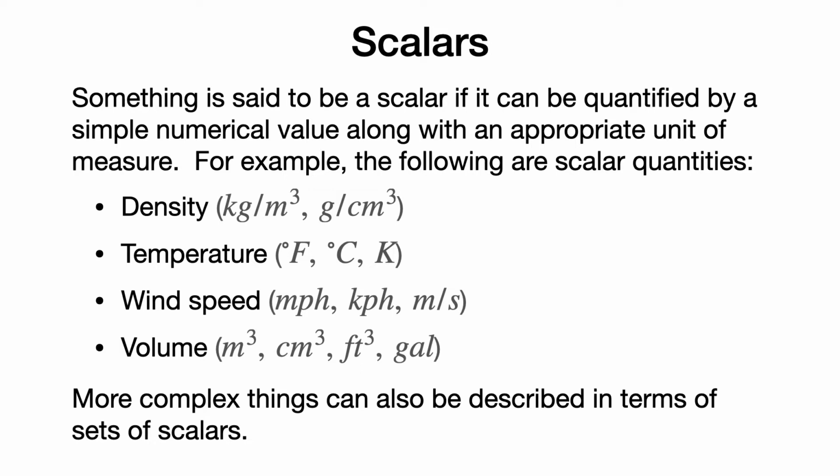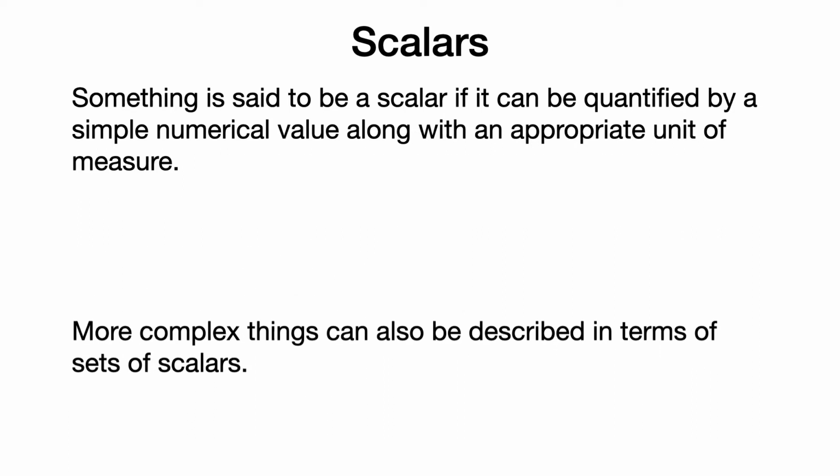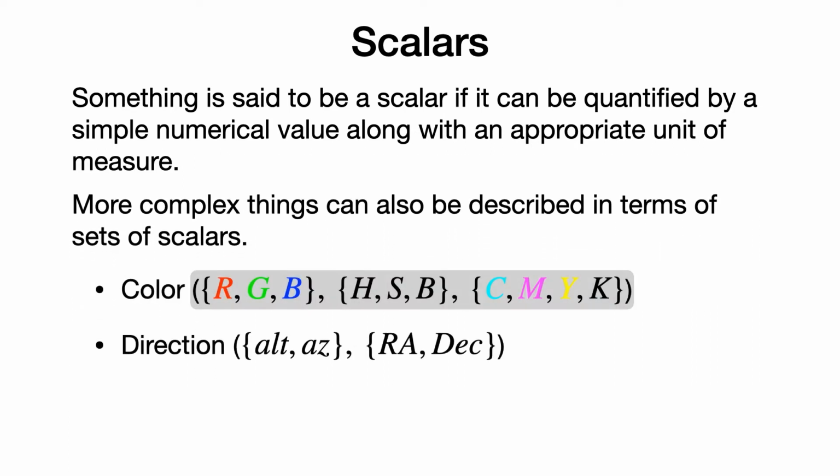More complex things can also be described in terms of sets of scalars. For example, color. We might consider the sets of red, green, and blue colors together as a set, or we could also represent it as hue, saturation, and brightness, or cyan, magenta, yellow, and black. Direction can also be thought of as a set of scalars. Common sets are altitude and azimuth, or right ascension and declination.